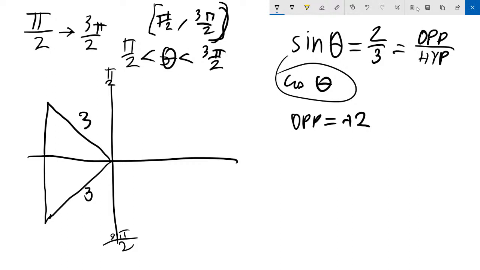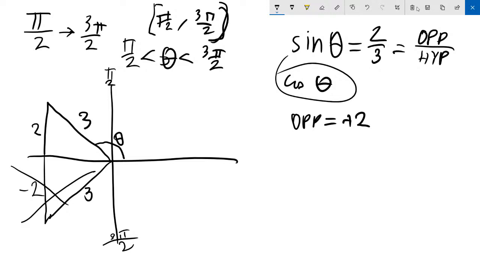It's a positive 2. So automatically it can't be this one over here, because that's a negative 2. So it can't be this triangle, and so it's this triangle over here. This is what your theta is. Your theta is sweeping out from here to here, between pi over 2 and 3 pi over 2, with an opposite of 2 and a hypotenuse of 3. So you draw that triangle and figure out what it is.